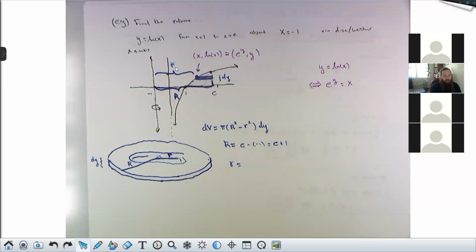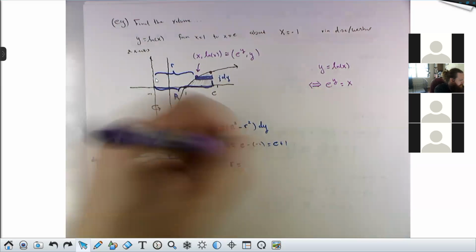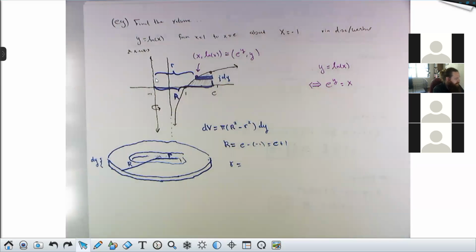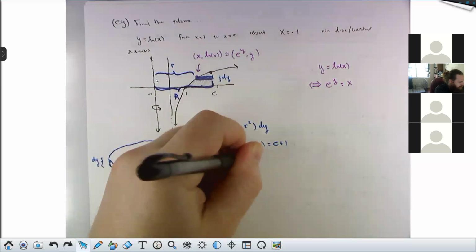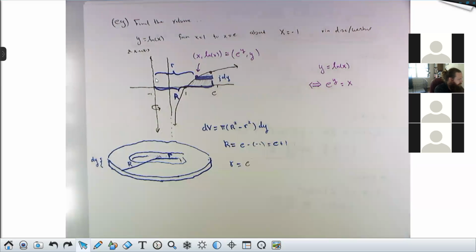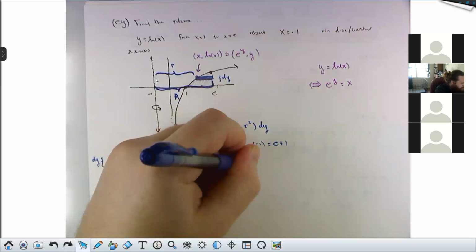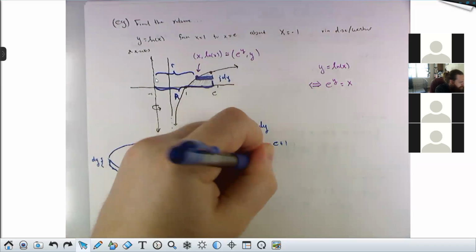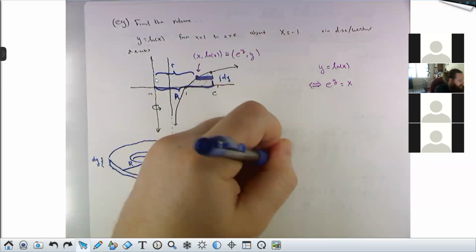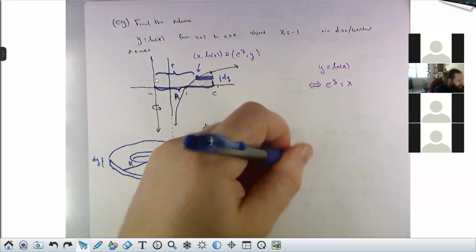So remember, I need both of these distances as functions of y. It wouldn't be wrong to say that this distance here is x plus 1 or x minus -1. It's just not in terms of the variable I need. This is e to the y minus -1, or e to the y plus 1.